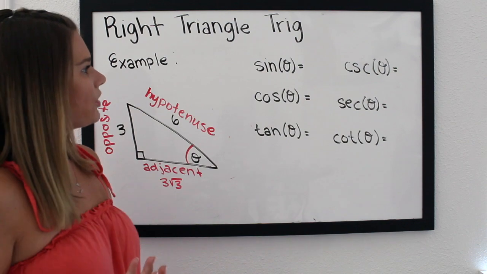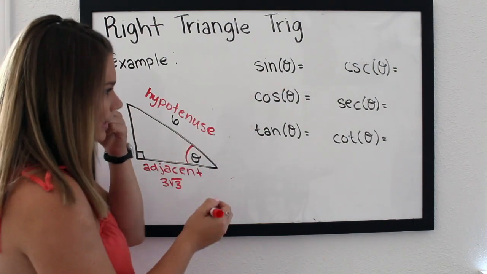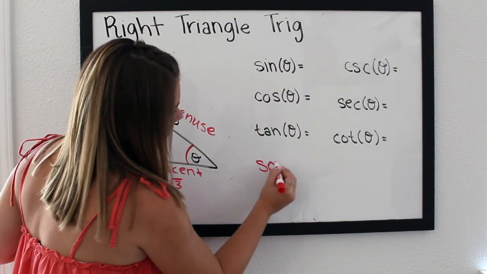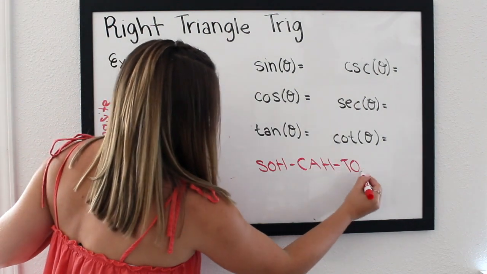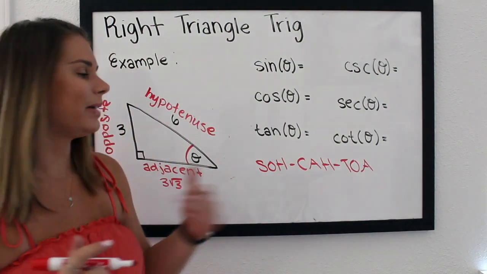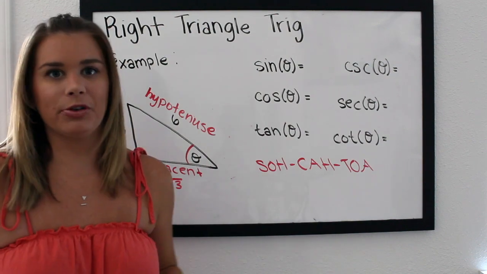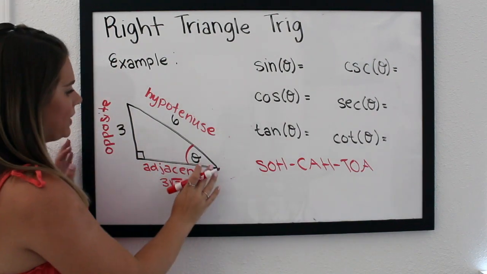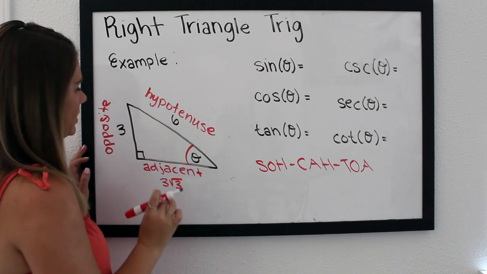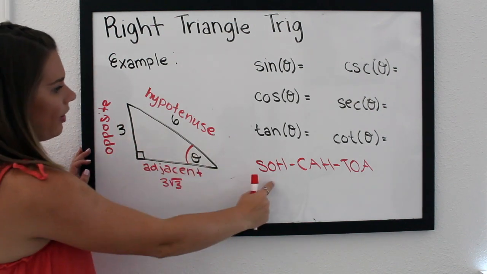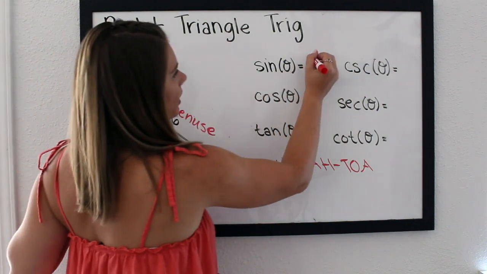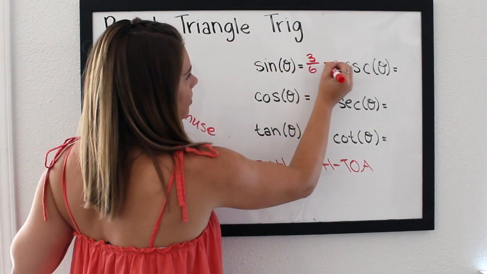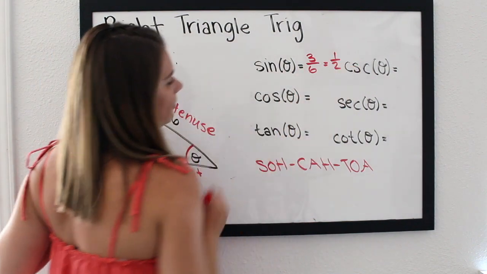Okay, so now, sine. Well, let's write this out. SOH-CAH-TOA. Some math teachers are not going to be happy that I'm using it, but I don't mind if you use it just to help you remember. So sine of this angle, our reference angle, is opposite over hypotenuse, which is 6. So this is 3 over 6, which actually reduces to a half.